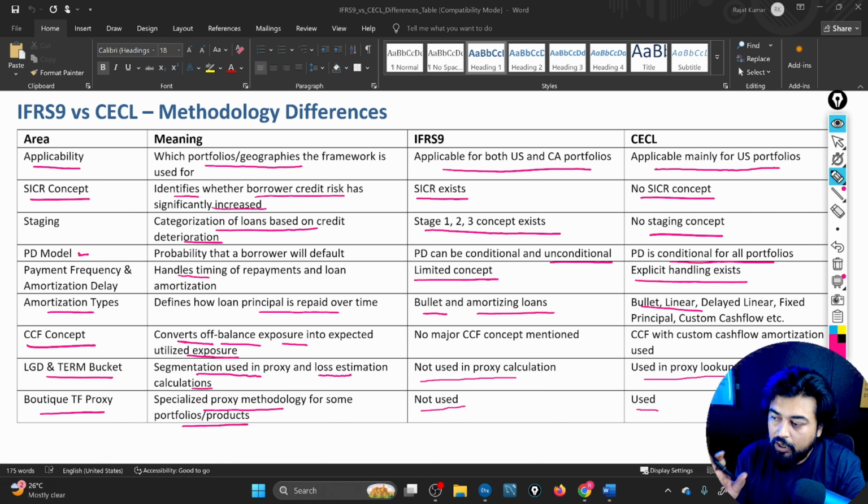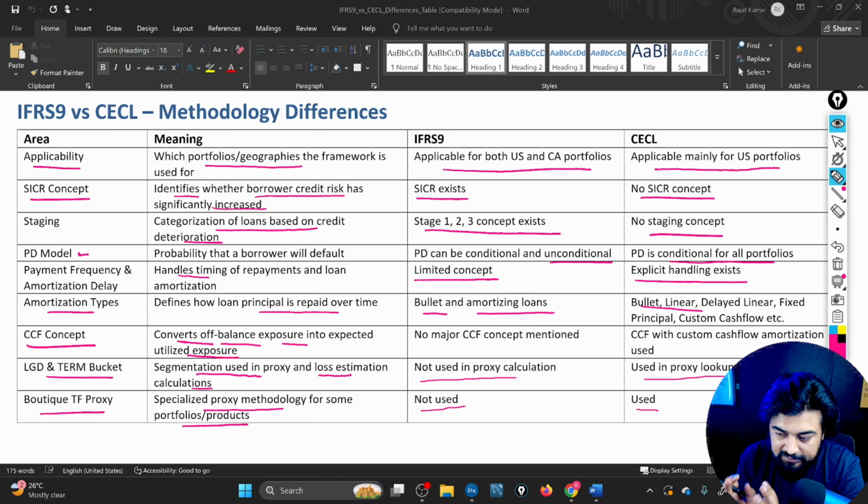accounting frameworks used by banks across the globe. CECL is only used in the US. For expected credit loss calculation, IFRS 9 uses the SICR concept, because of significant increase in credit risk, and the staging concept to decide whether 12-month or lifetime loss should be recognized. Simple. While CECL directly estimates lifetime expected loss on day one of your loan disbursement. So that's the main difference.